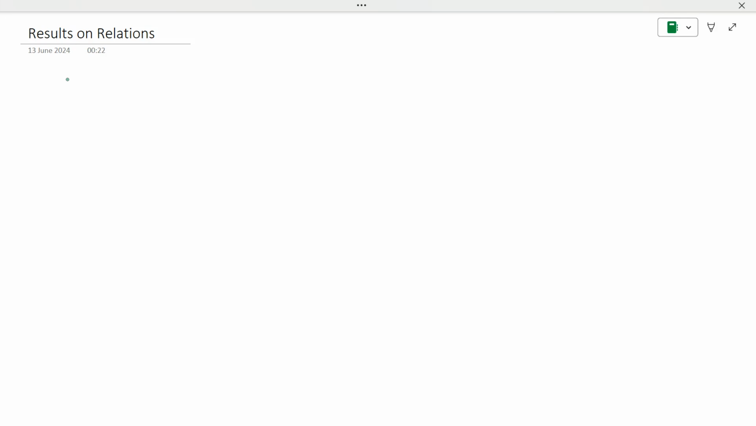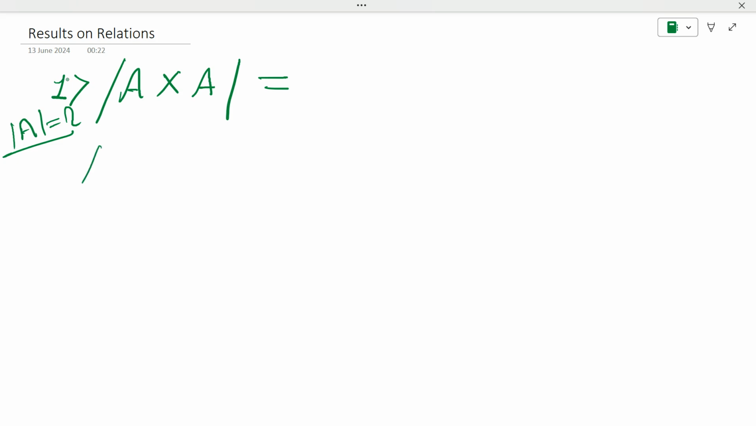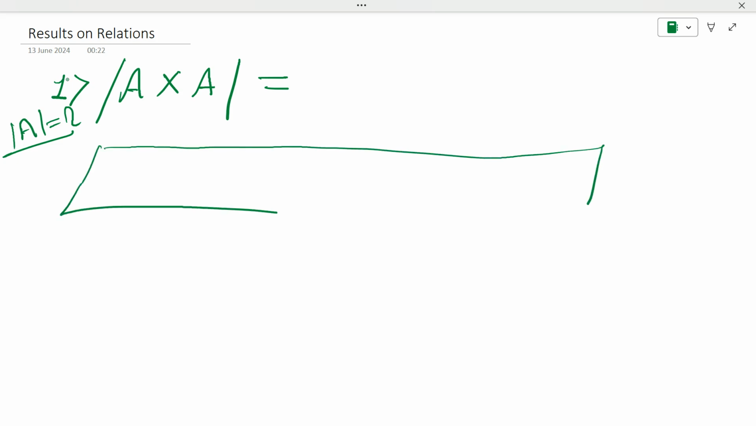And I'll try to show how this formula came up. So let's say we have a set A, and we are obtaining a relation on A cross A. If we are asked how many total relations are possible, let's say the cardinality of A is n. So for all these n entries in A, how many types of relations can there be?